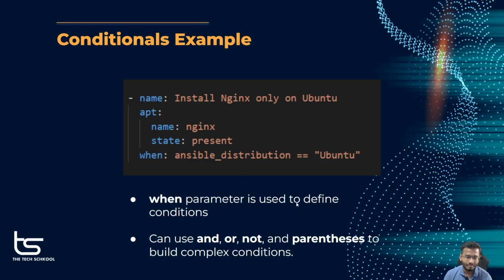So here I mentioned that the when parameter is used to define the conditions, and in the conditions we can use our normal operators, similarly to how we use them in Python, like the and operator, or operator, not operator, or we can separate multiple conditions using parentheses and the operators. In that case we can build complex conditions as well, in front of when. So this is the example of conditionals.